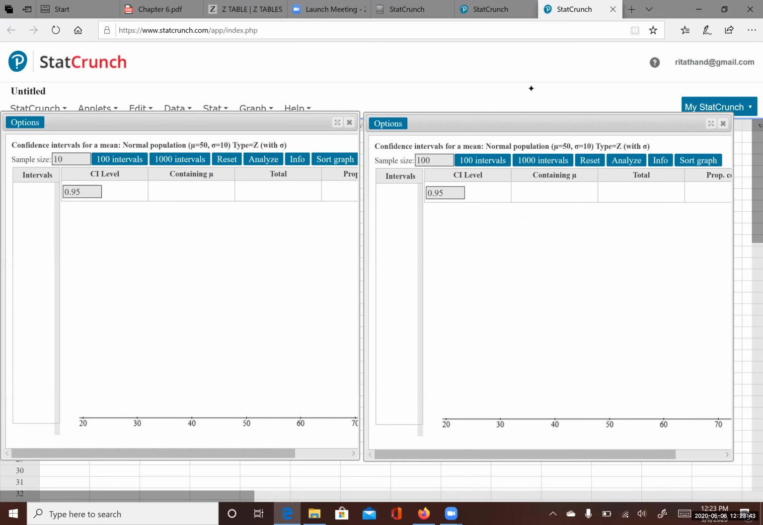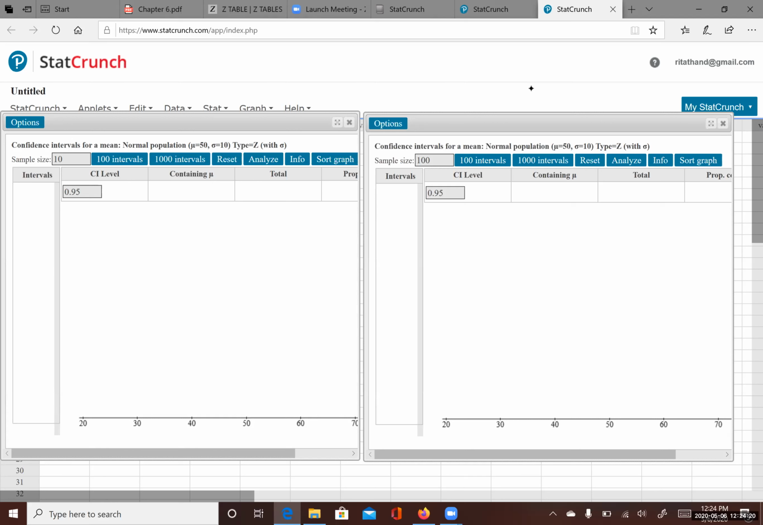So let's do some simulations. I'm going to do these two simulations that illustrate how we interpret our confidence interval in the correct way. Again, the confidence level is the probability that you capture the population parameter, using a large number of samples and a large number of confidence intervals.